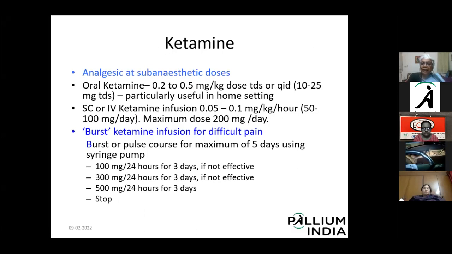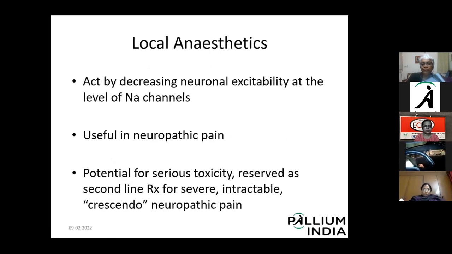Ketamine, like I mentioned, is an anesthetic drug, but for analgesia in neuropathic pain, you give it in sub-anesthetic doses. So you give it in a dose of 10 to 25 mg TDS. It can also be given as a subcutaneous or intravenous infusion in a dose of 50 to 100 mg a day. Sometimes for difficult pain, it can be given as a burst ketamine infusion, which we can discuss when we're having the session on difficult pain.